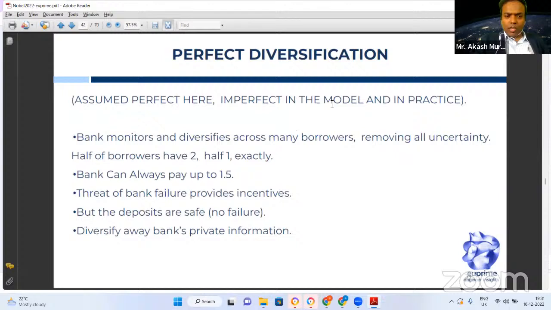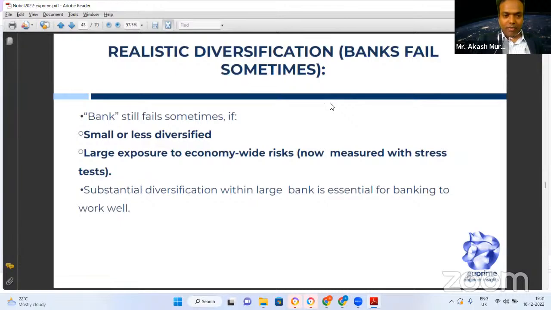Let's suppose that the bank monitors and diversifies across many borrowers, removing all uncertainty. These are the cases that I previously described. If you diversify completely, then you have to give out private information. I don't want to get into the details of this; if somebody has a doubt, I'll probably clear this up. The bank still fails, even with, let's say, risk-free assets, if everybody wants to take their money back. That's the key point. If there are 100 depositors who have lent money to the bank and all of them want their money back, no matter how good the quality of the loans are, the bank will have issues.